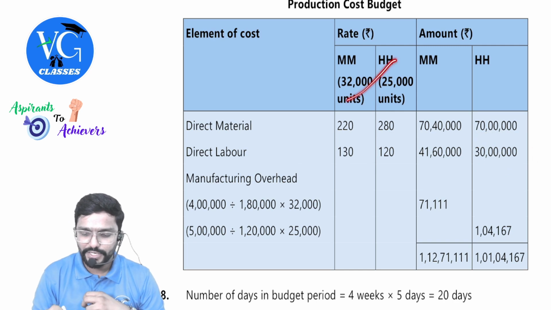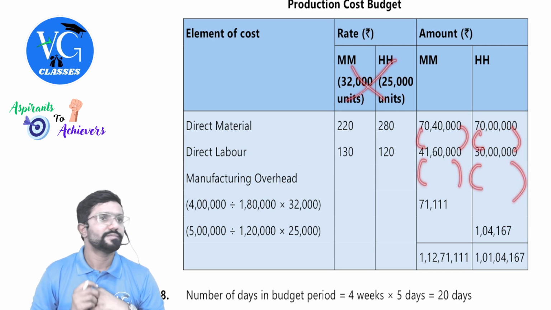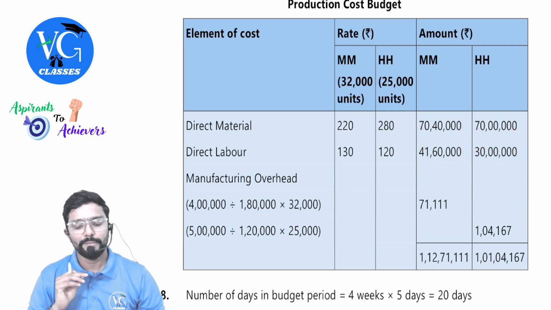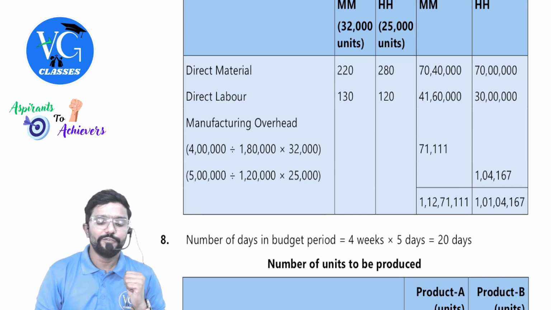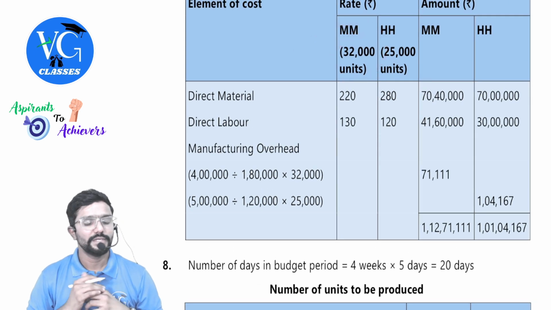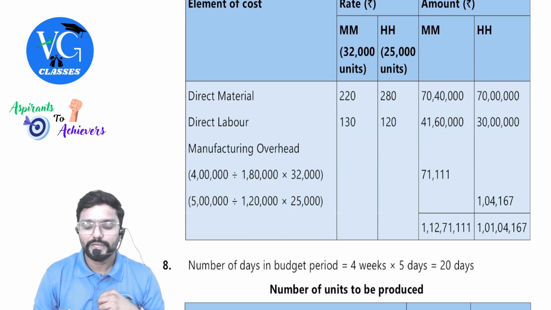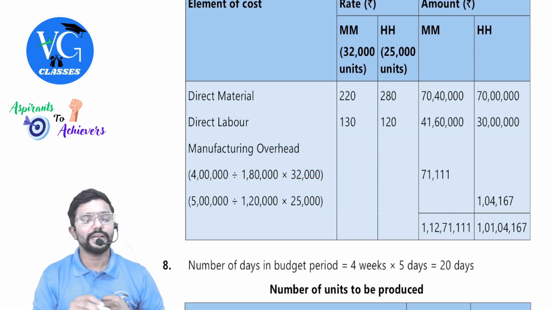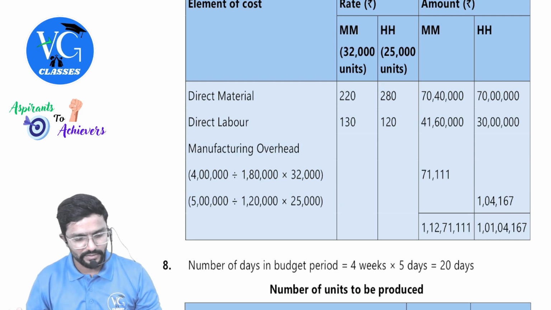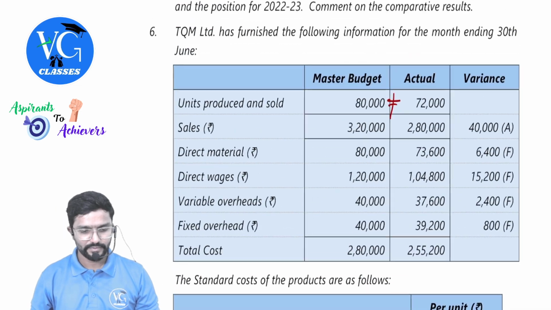Sir, instead of showing here, you can show better here itself, is what I feel. The calculations. Yes, sir. Manufacturing overhead, guys. 4 lakh is for 180. How much for 32,000? Same way, 5 lakh is for 120. How much is for 25,000? Sir, 4 lakh and 5 lakh. What is that figure you are talking about, sir? Let me show it.